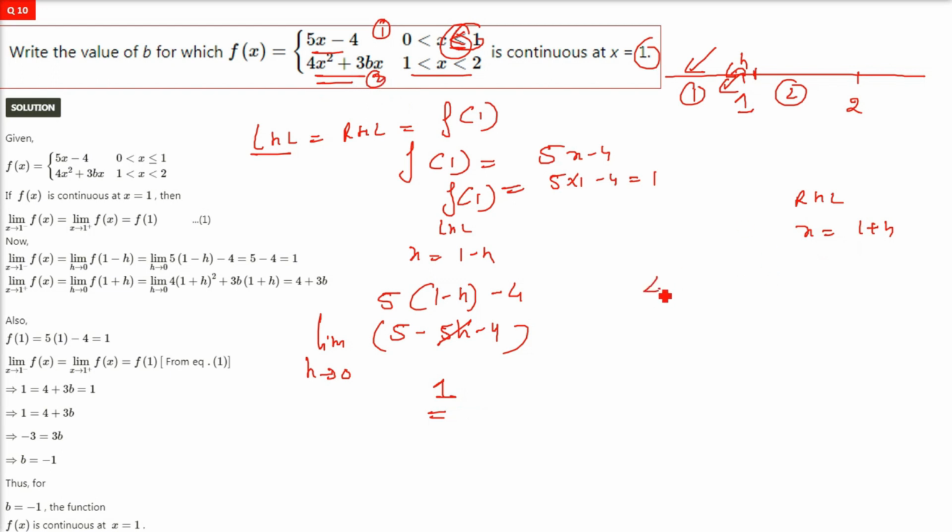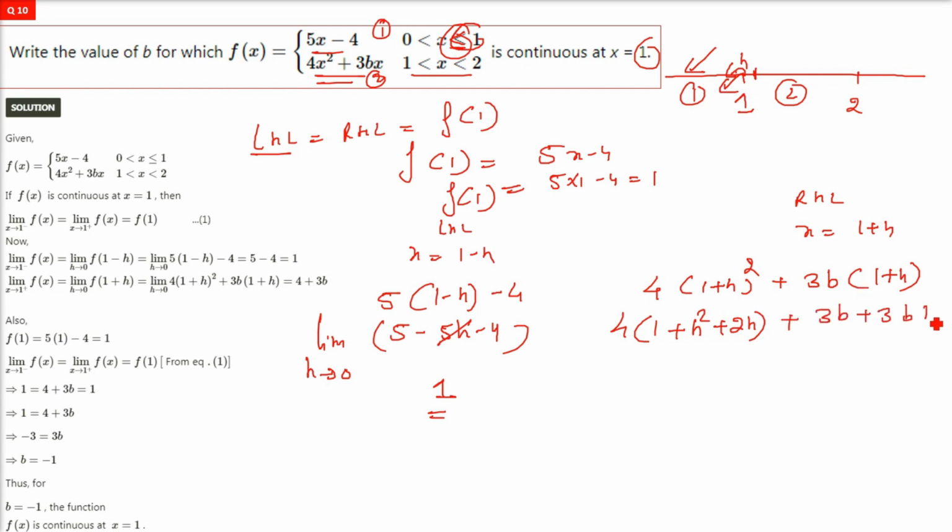Right hand limit: for that we have to use 4x square plus 3bx. So 4 into (1 plus h) whole square plus 3b into (1 plus h). That is 4 into (1 square plus h square plus 2h) plus 3 into b plus 3 into b into h. So 4 plus 4h square plus 8h plus 3b plus 3bh. Now just apply the limit. Wherever h is 0, you can remove that term. You get 4 plus 3b. This is the right hand limit now.